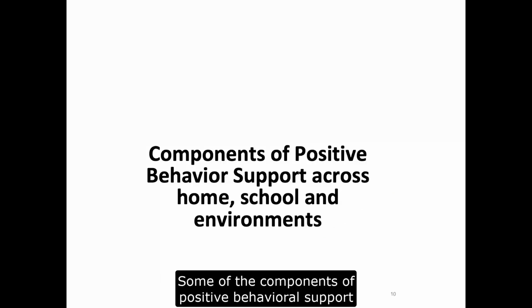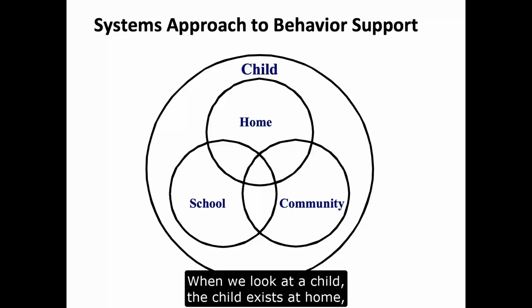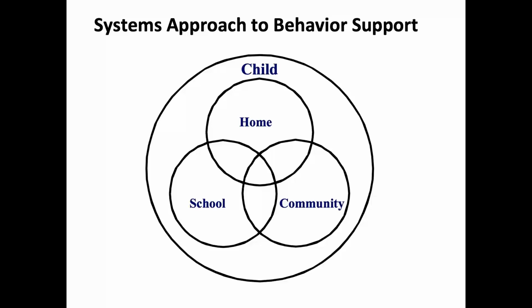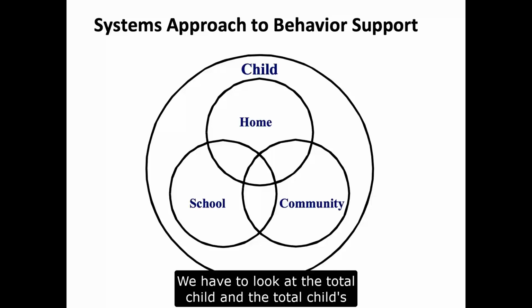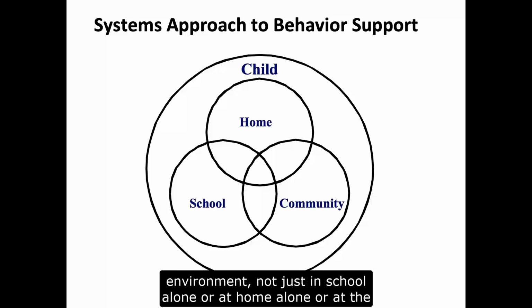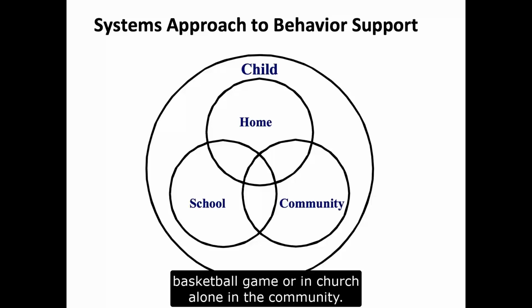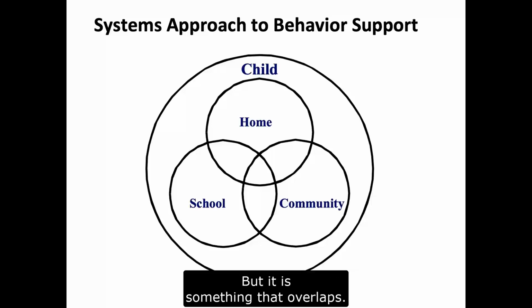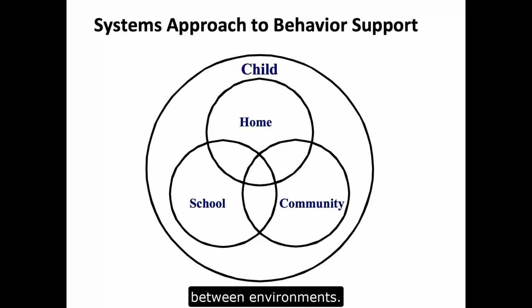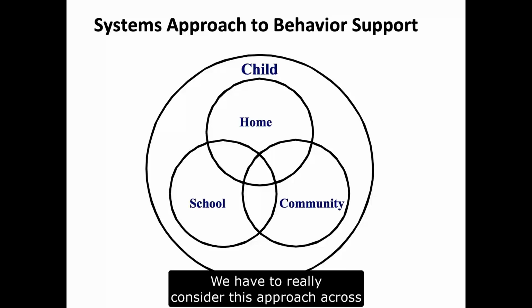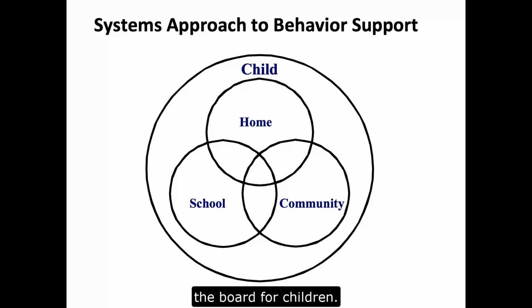So, some of the components of positive behavior support across the home, school, and community environments. When we look at a child, the child exists in home, in the community, and school. We have to look at the total child and the total child's environment, not just in school alone, or at home alone, or at the basketball game, or in church alone in the community, but it is something that overlaps. And for a child, they don't distinguish like adults do between environments. So we have to really consider this approach across the board for children.